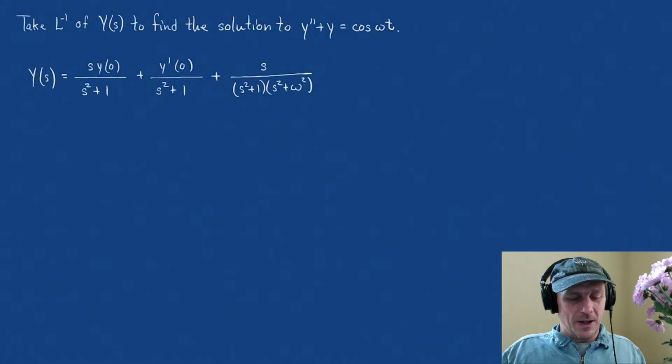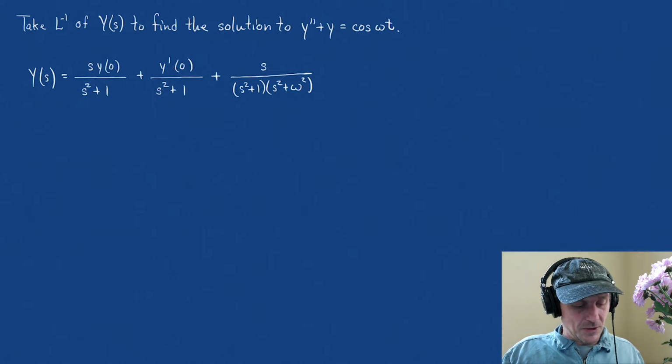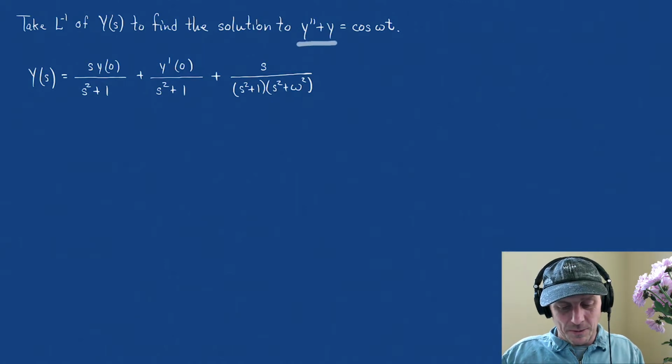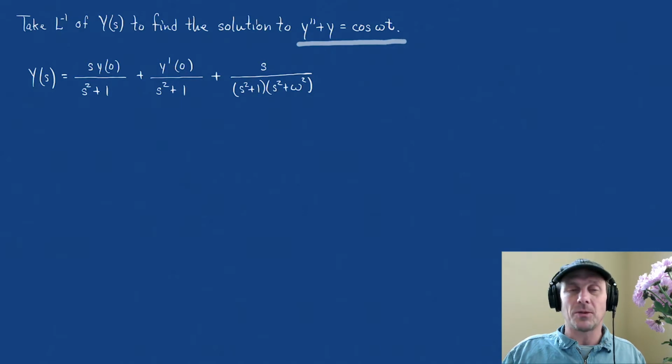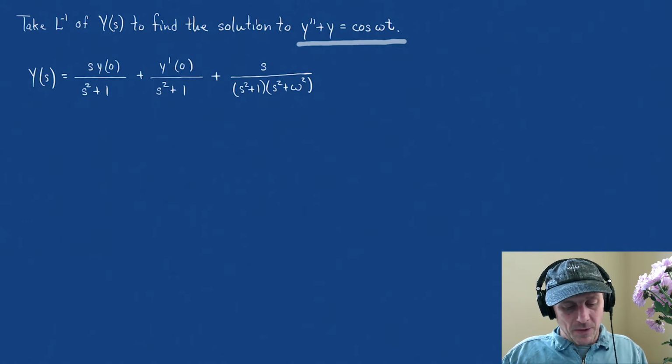I am Tom, and today we are going to take the inverse Laplace transform of Y of s, and that will give us the solution to this differential equation that started this off, y double prime plus y equals cosine of omega t. So before we can apply this, the initial problem comes from this last term.